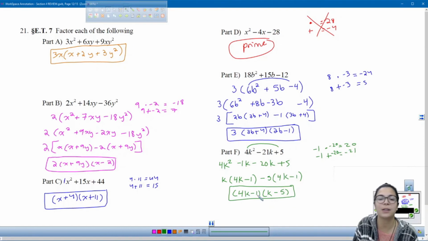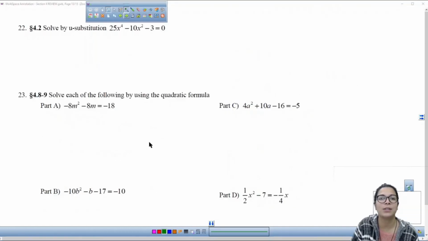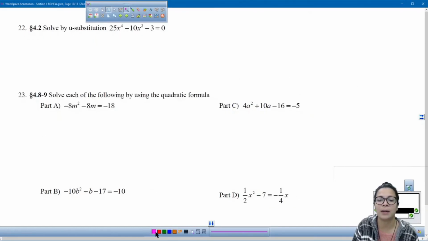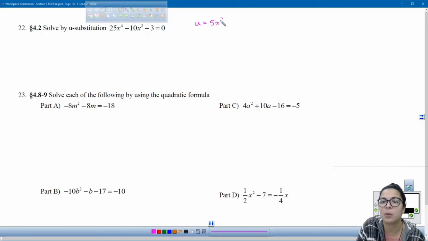All right, and that's factoring. So let's move on to number 22. On number 22, we need to solve by U-substitution. Remember for U-substitution, you want to look at that first term and square root it, right? So U is 5x squared.